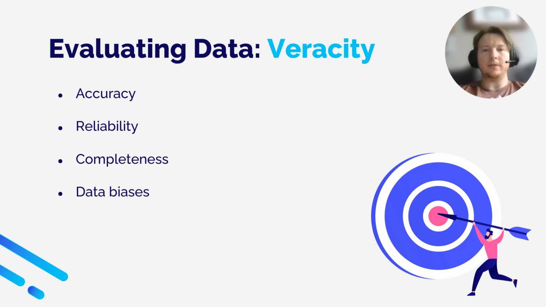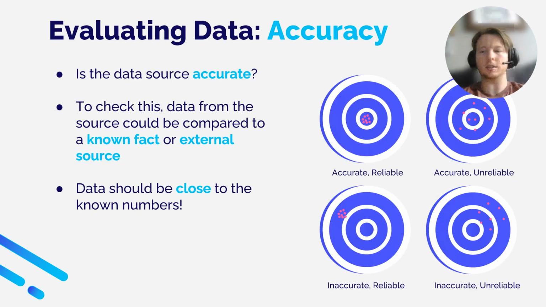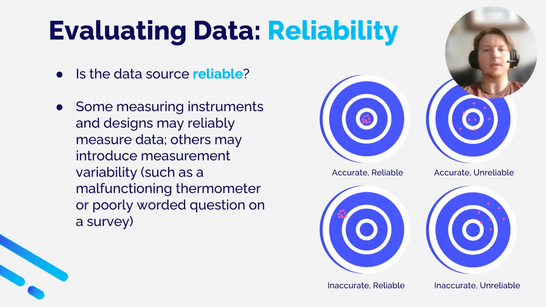Our veracity V has 4 sort of subtopics: accuracy, reliability, completeness, and data biases. We'll talk about each of these on its own slide. For accuracy, does the data source provide metrics that line up with known metrics? So if students know or have a sense for what the real world numbers are, they might use those to sort of verify the data in the data set. And of course, data should be close to those known numbers or match them exactly.